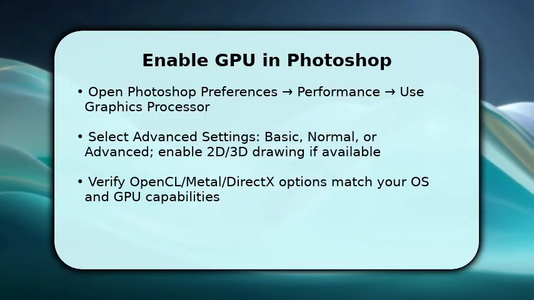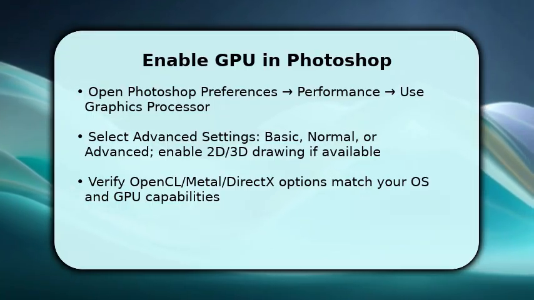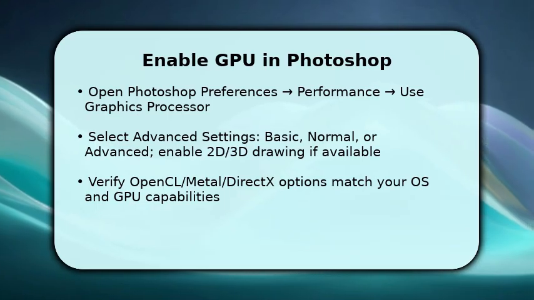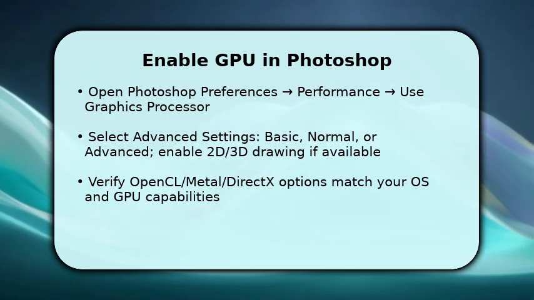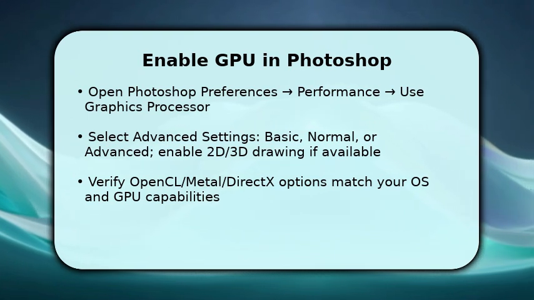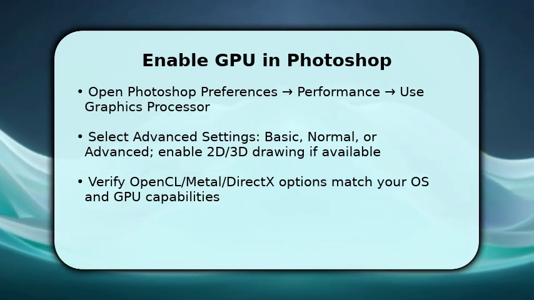Make sure OpenCL, Metal, or DirectX settings match your OS and GPU. Enable 2D/3D drawing acceleration if present. These choices change how Photoshop offloads tasks, improving speed while balancing artifacts or instability.